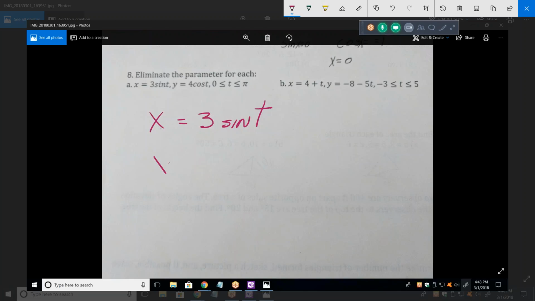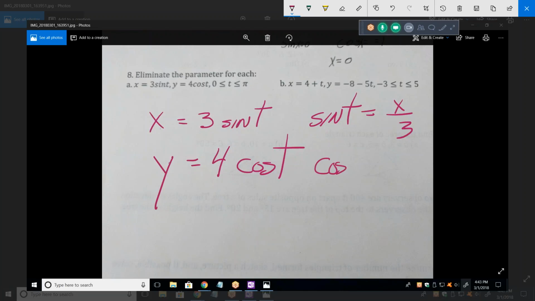There's a trick to do these. I just got to remember. Now I remember what it is. This is a little different because I can't solve for t. I mean, I could in terms of inverse trig functions, but that's not what you want to do. However, I can solve for sine of t. In other words, sine of t equals x divided by 3, and cosine of t equals y divided by 4.